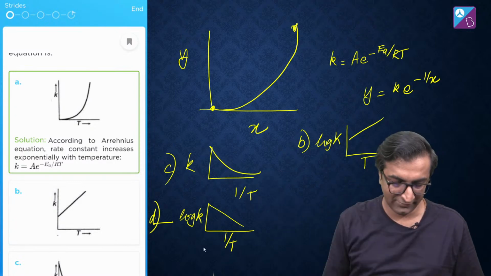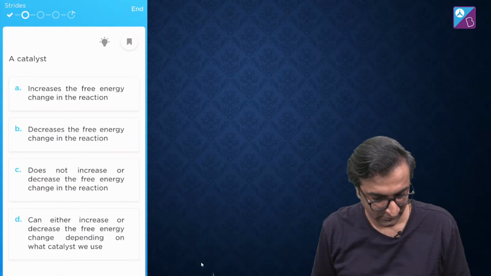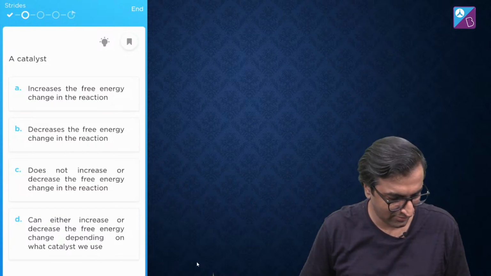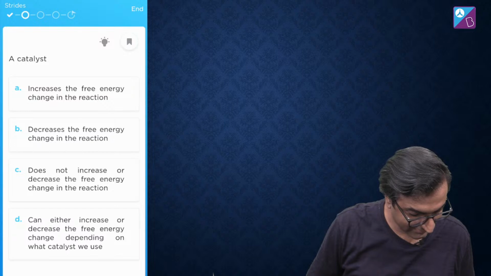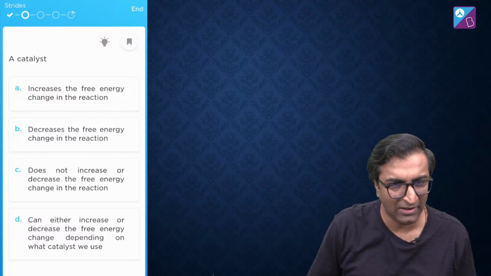These are all the 4 options. I have explained them in detail. ठीक है, ग्राफ में मुझे मजा आता है यार. I will never skimp out on a graph explainer question. A catalyst increases. क्या करता है catalyst? ये तो आपको मालूम होगा, ये तो 10th standard से ही मालूम होगा catalyst क्या करता है.